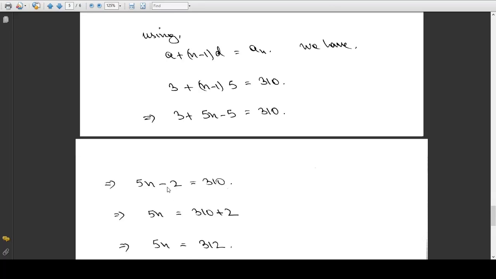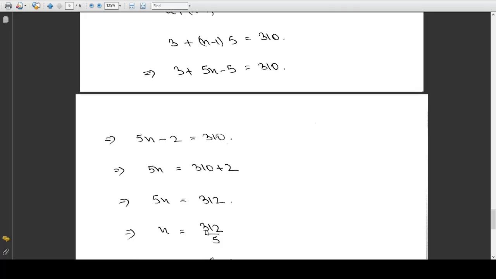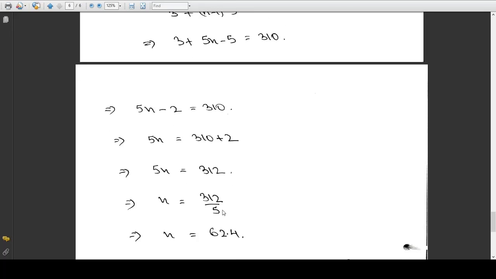5n will be 310, transpose this minus 2, it will be plus 2, 5n is 312, n is 312 divided by 5. Can you divide this? You are getting 62.4. That means the number of terms should be a whole number. It is a counting number, isn't it? Right from the beginning I've told you that n is a counting number. It is 1, 2, 3, 4, 5, 6 like that. It cannot be a fraction, it cannot be a decimal. It should be a count.